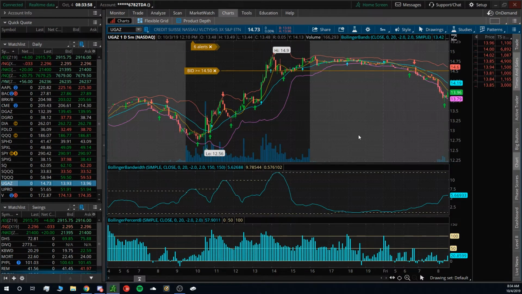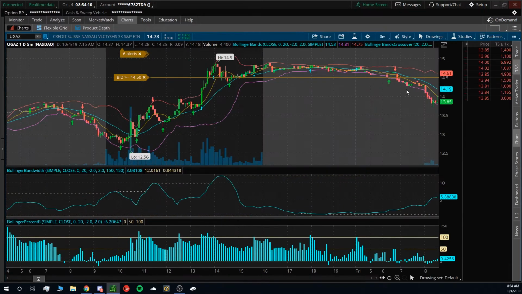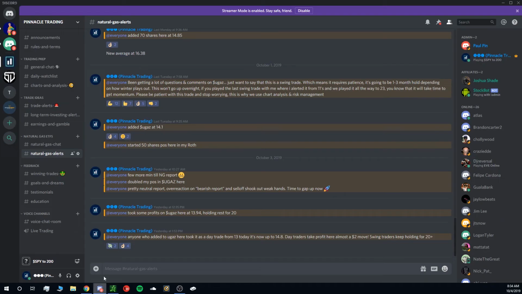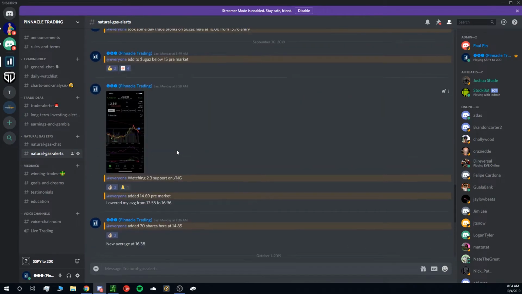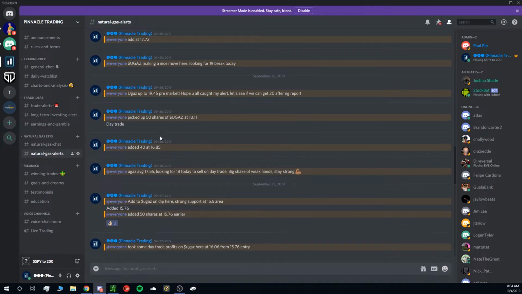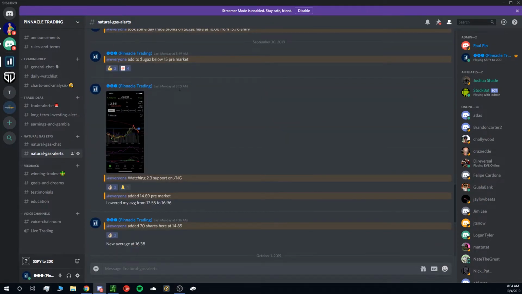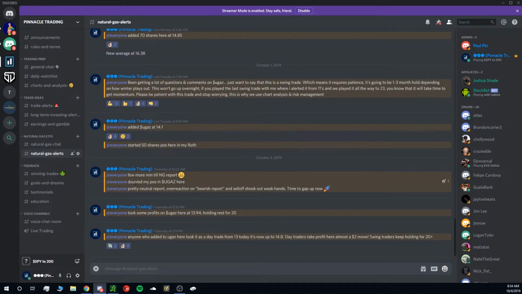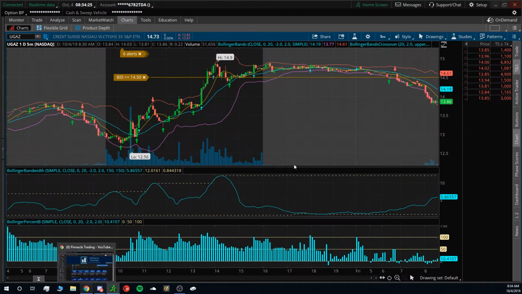So UGAZ right now, it's 8:34 a.m. Eastern time. We're seeing it drop, a little sell off from a big gap up yesterday after that natural gas report. So what do I see on this trade right now? I started alerting this from about 19, I believe, or sorry, 18 to 17, and slowly we added in small chunks on the way down. So right now my average is sitting about 16.3 area, so it's not too off.